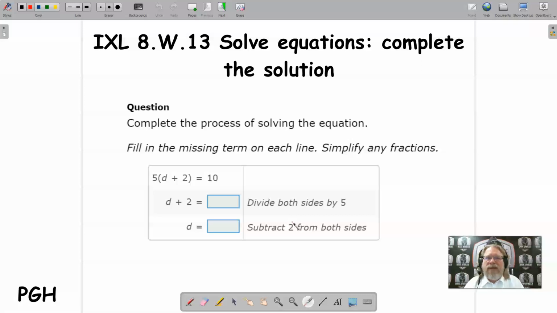Hello, this video is for IXL Activity 8.W.13 and it is titled Solve Equations, Complete the Solution. And our three-character code for this is Papa Golf Hotel.